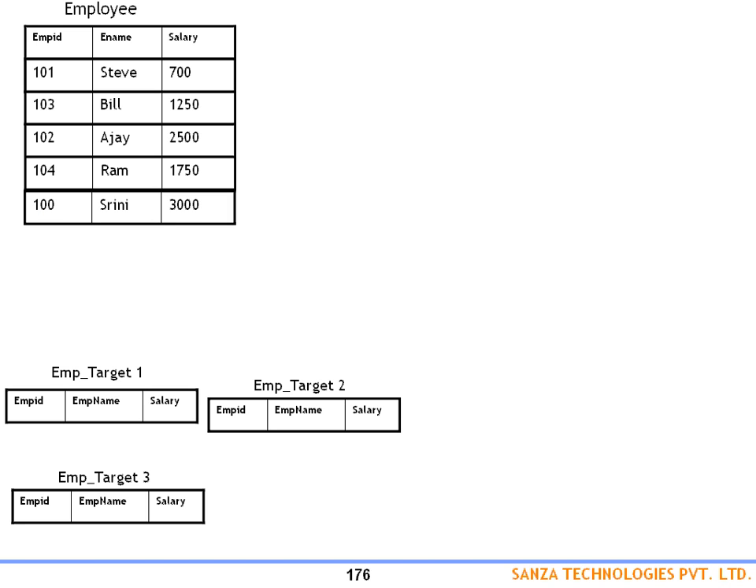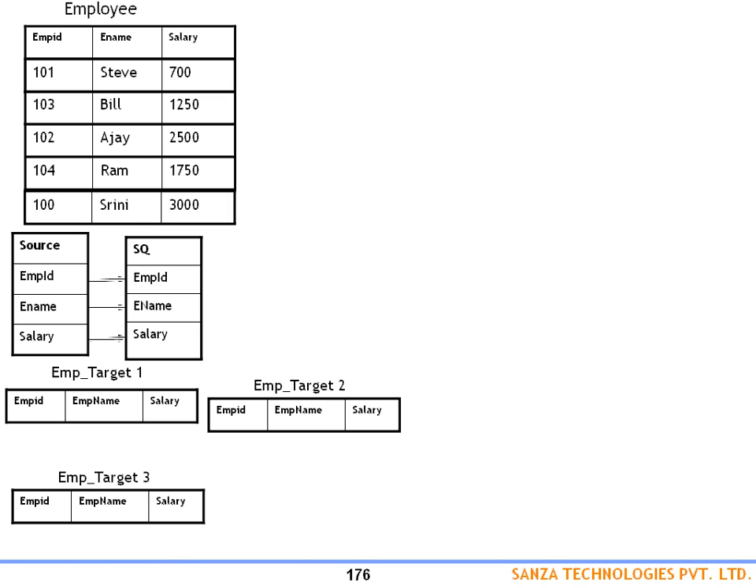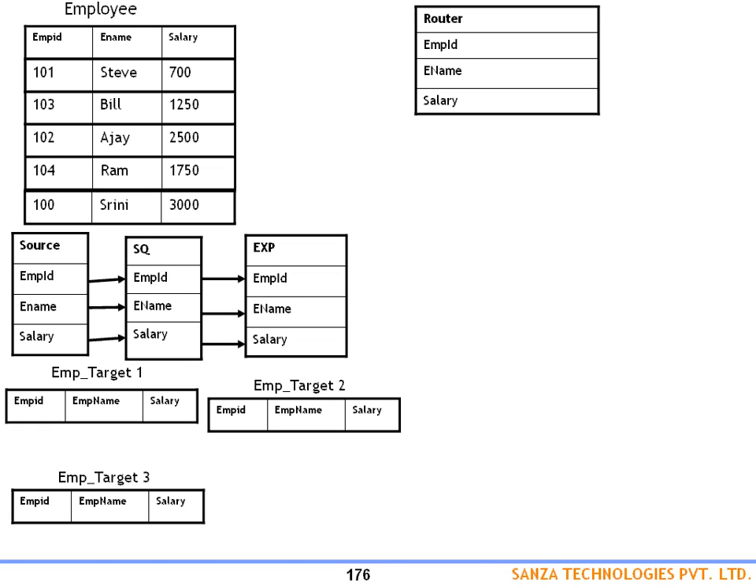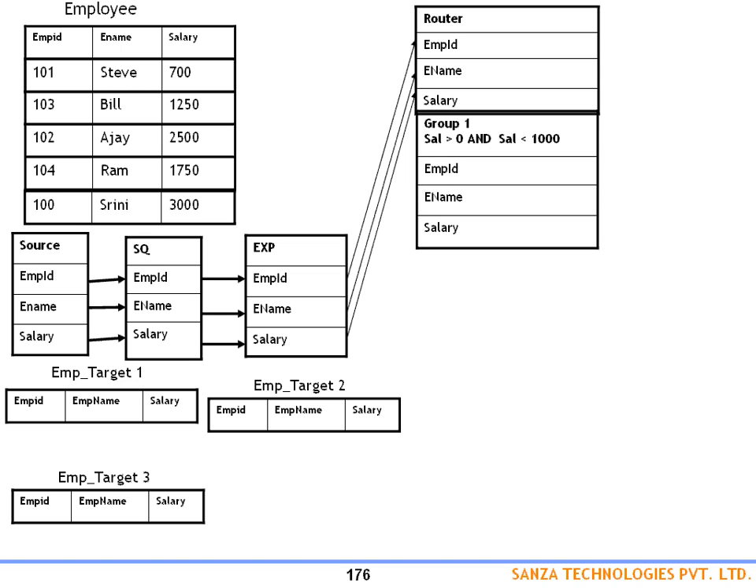Let's take the same example. Here, in a router transformation, there is the input group. These are the columns you want to take into the router: employee ID, employee name, salary. Then I want to load data into three target tables on three different conditions called user-defined group conditions. So you specify the group condition. One: the salary is greater than 0 and the salary is less than 1,000. That is one group condition, called a user-defined group condition. As soon as you create a user-defined group condition, a default group is automatically created.